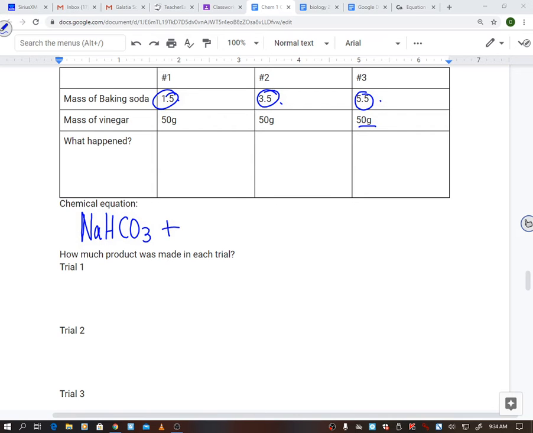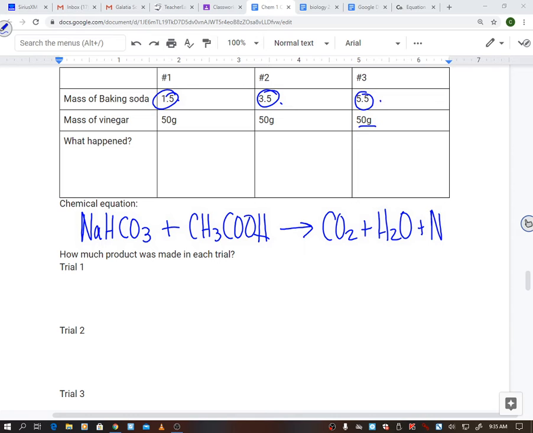NaHCO3. That is baking soda. It's a strong base. Now vinegar is an acid and it's acetic acid. So it is CH3COOH. Now eventually you guys will figure out how to write this out when we get to our acid and base section. But we have an acid and then a base. So we're going to get some CO2, we're going to get some water, we're going to have some sodium by itself, and we're going to get some acetate by itself. And that's what you get. Now it's all balanced. They all have just a 1 in front of them.